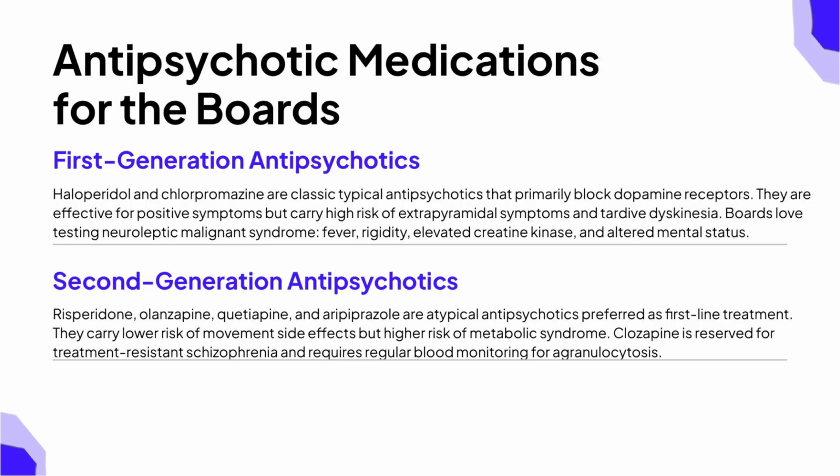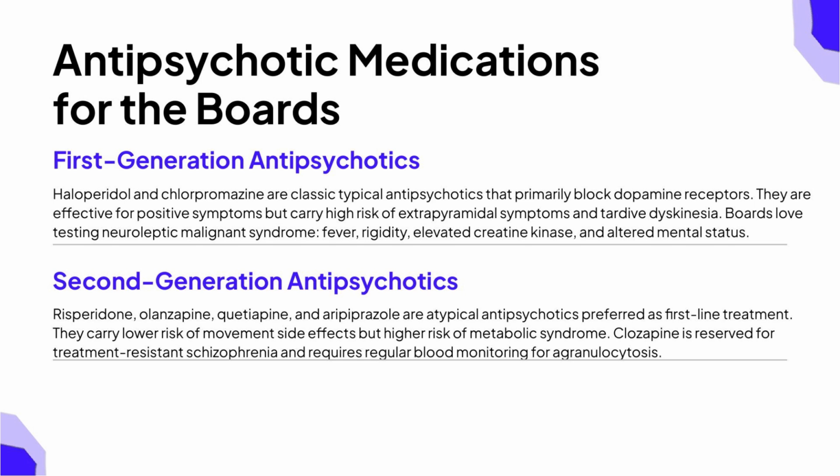Now let us cover antipsychotic medications, which are heavily tested on the boards. First-generation or typical antipsychotics like haloperidol and chlorpromazine primarily block dopamine receptors. They are effective for positive symptoms but carry a high risk of extrapyramidal symptoms and tardive dyskinesia. The boards absolutely love testing Neuroleptic Malignant Syndrome, which presents with fever, rigidity, elevated creatine kinase, and altered mental status. This is a medical emergency.